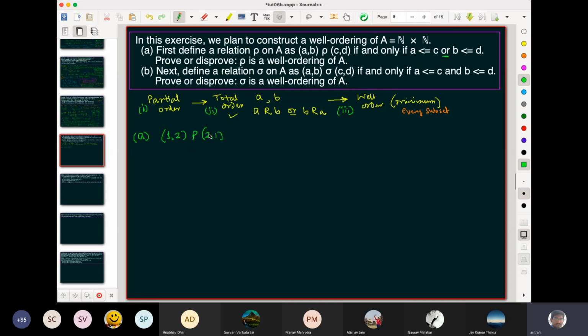So 1 is less than or equal to 2, so it qualifies. Similarly, 2, 1 also qualifies because the B part is less than the D part, or any one true is done. So this happens, this also happens, but 1, 2 is not equal to 2, 1. So antisymmetry fails. So it is not a partial order. Done. We did not have to go till well ordering. If it is not a partial order, it cannot be. Second one, if I have only changed this instead of or, what do you feel?